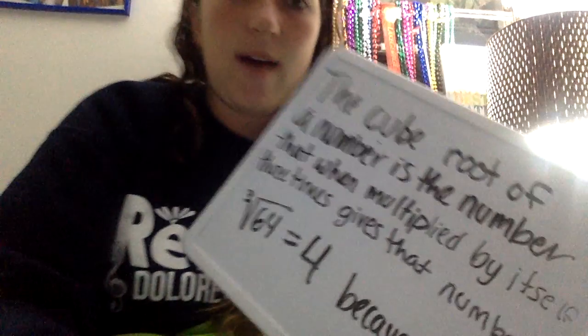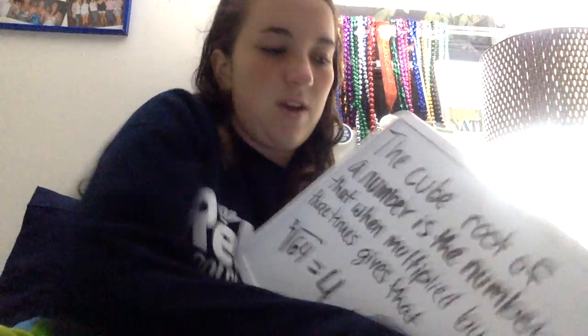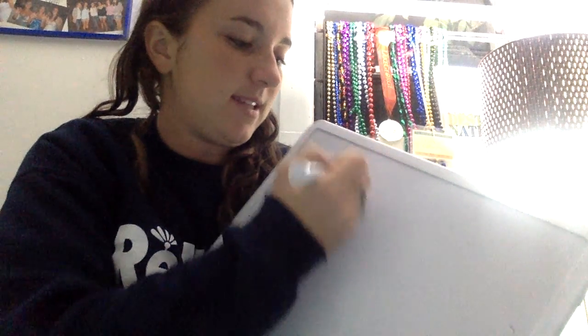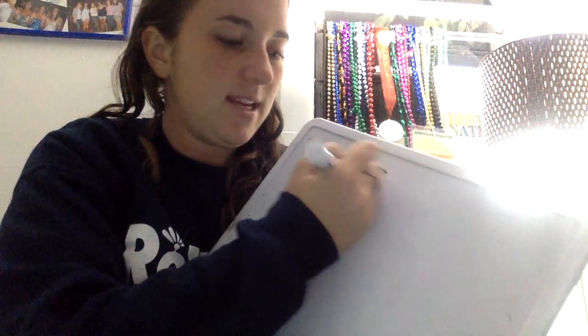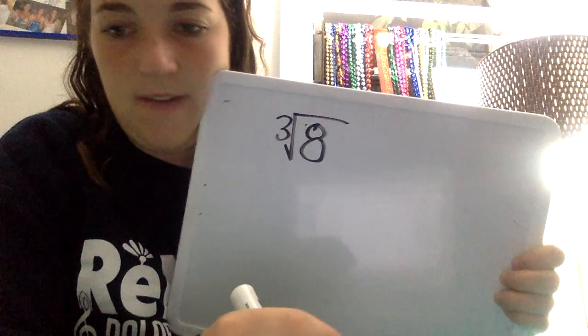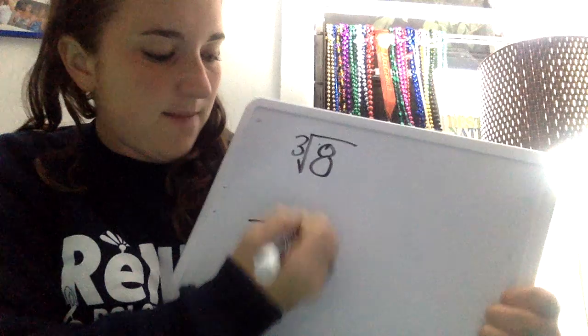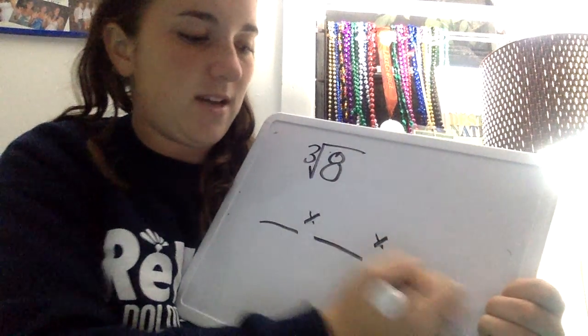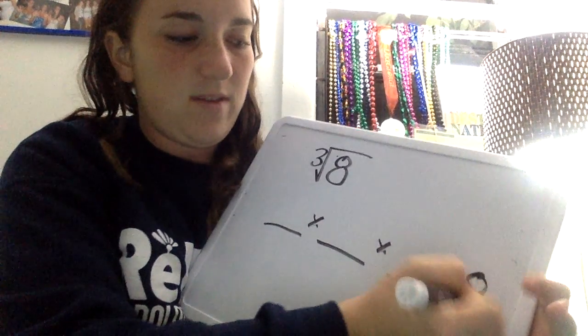All right, now let's go ahead and do some practice problems. So the first question says, what is the cubed root of 8? We can express this in words, or we can express this as the cubed root of 8. That means what number, when multiplied by itself 3 times, will give you 8.